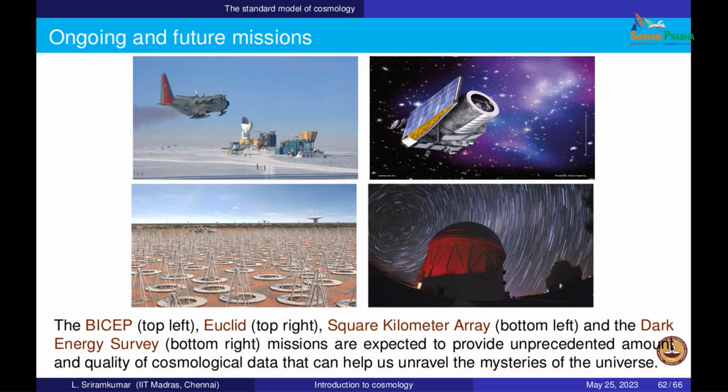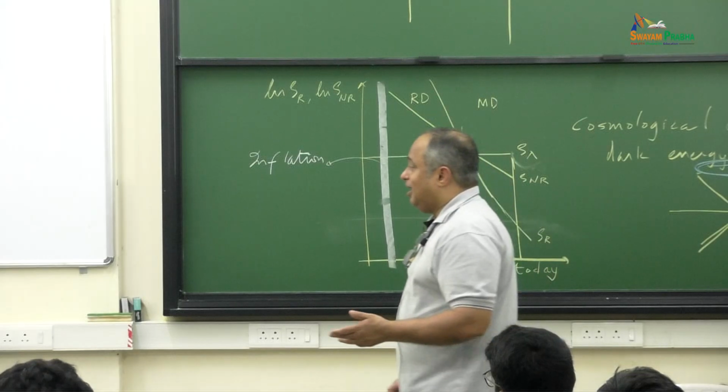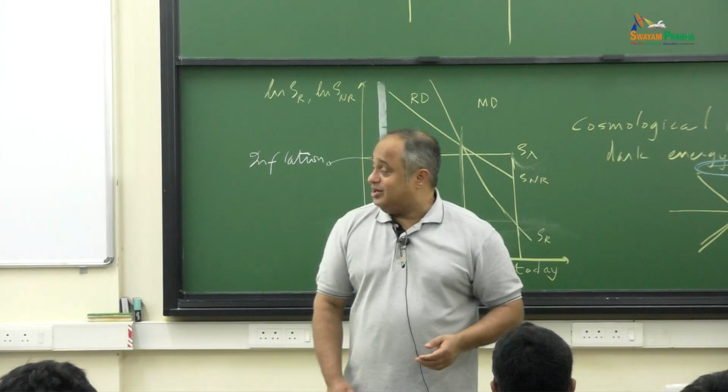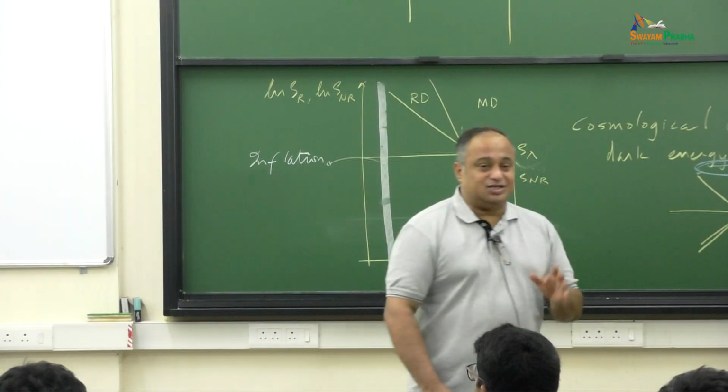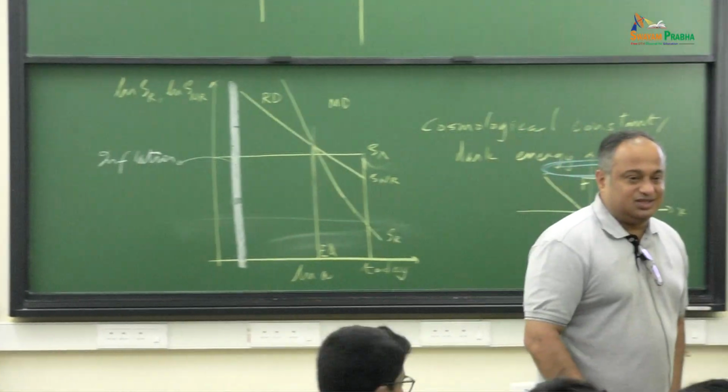In fact, one of them, Euclid, top right, has started observing. The Square Kilometre Array, SKA, will begin to observe the universe, okay? And the Dark Energy Survey is going on. And there are others; I haven't even included JWST here, okay? There are many observational missions that are ongoing and are being planned. And you expect to have an enormous amount of cosmological data coming in, and this is a good time to work on cosmology. And I will leave this slide for you to look at, and you can note these books.